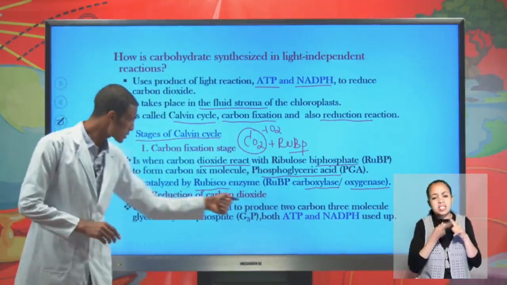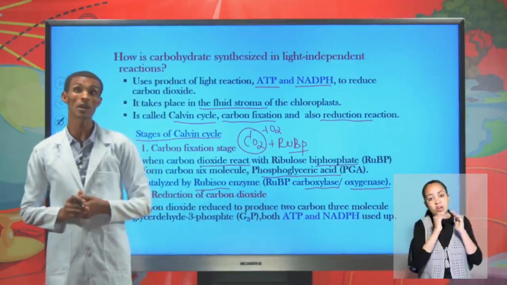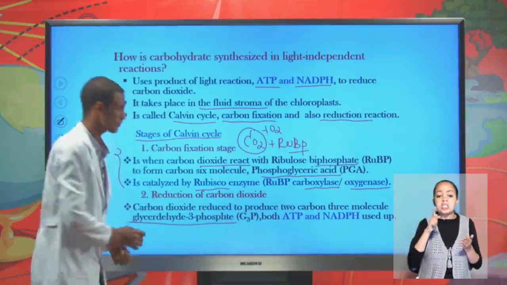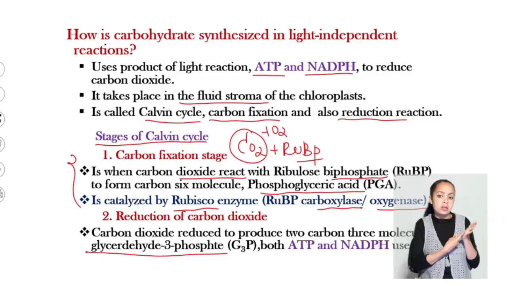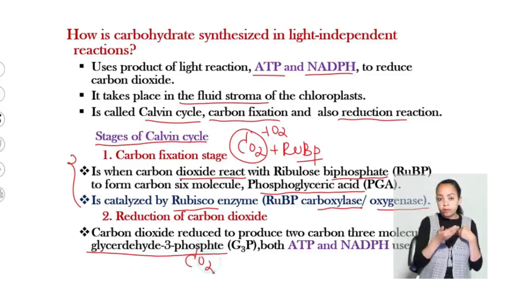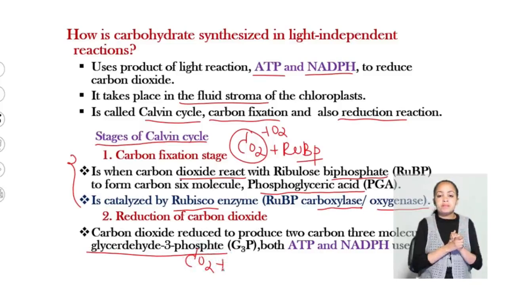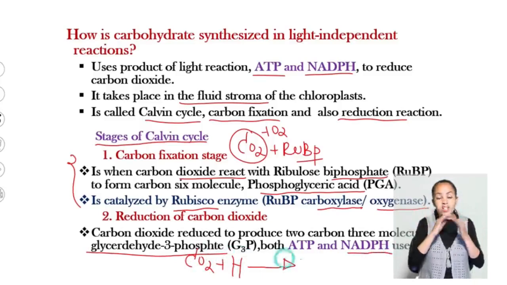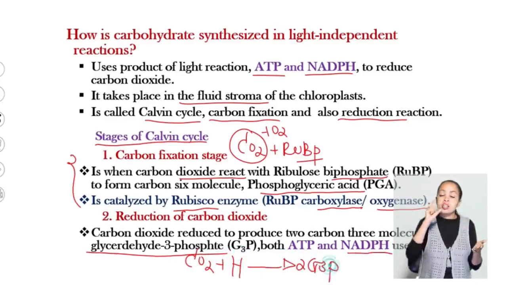The second stage is considered the reduction of carbon dioxide. By reduction, carbon dioxide is reduced to produce two carbon-3 molecules, considered glycerate-3-phosphate. Here, carbon dioxide is reduced by the NADPH molecule that came from the earlier phase of photosynthesis, the light phase. Here, there is a proton, which is very important in the production of two glycerate-3-phosphate molecules.